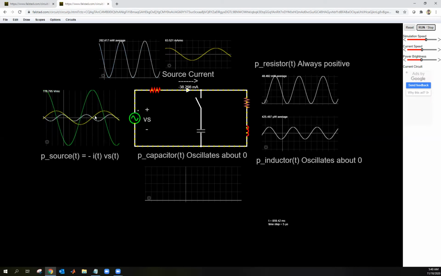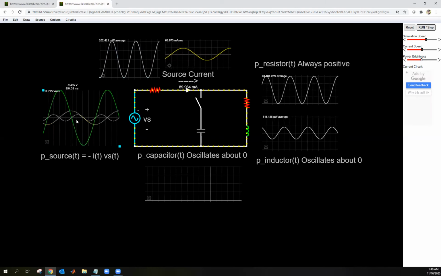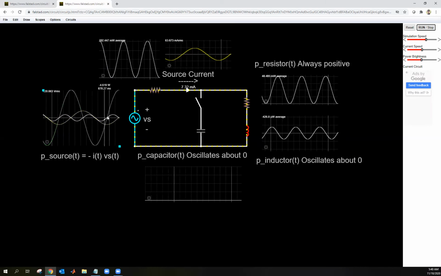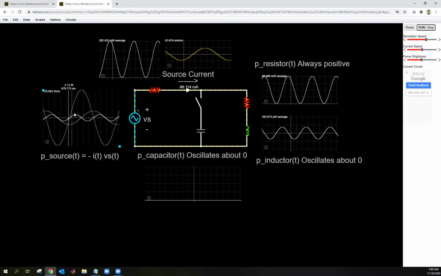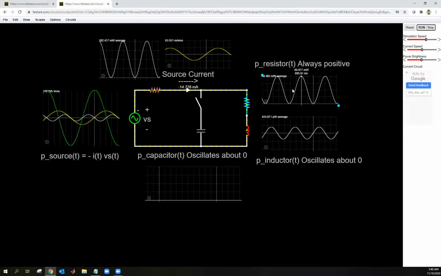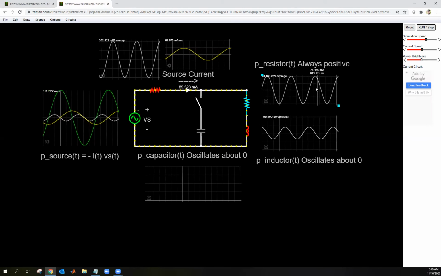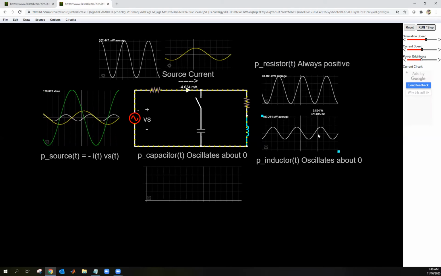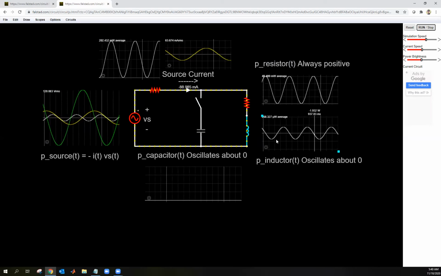Look at your overall power. Look how the current is lagging the voltage, and look at the instantaneous power. It's kind of bouncing back and forth. This is not good. Look at the instantaneous power of the resistor, always positive, good. And the instantaneous power of the inductor oscillates about 0, good.